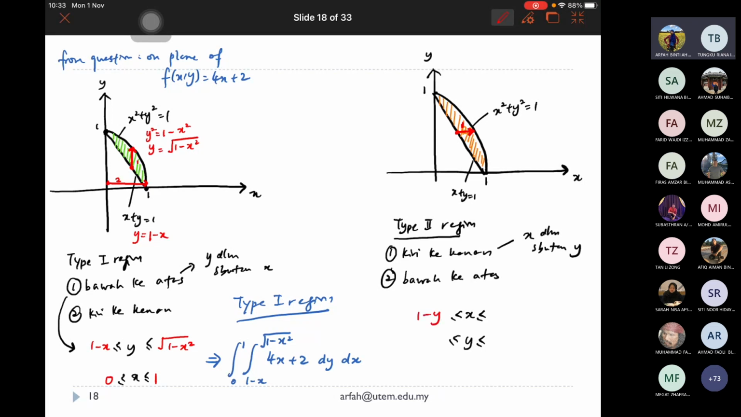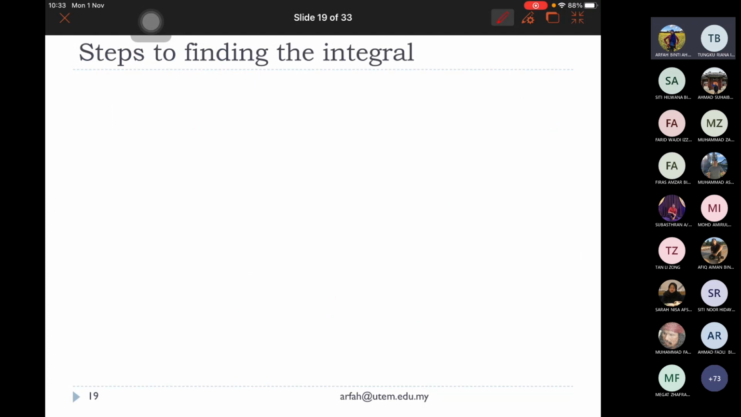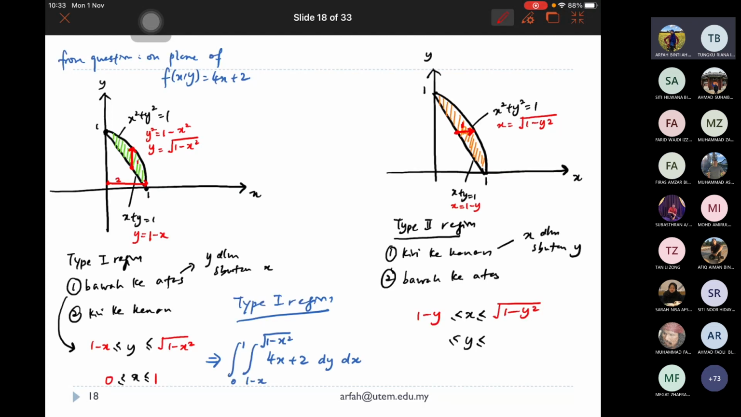So X adalah dalam sebutan 1 tolak Y. Kenapa 1 tolak Y? Garisan ini dalam sebutan X, X sama dengan 1 tolak Y. So ini adalah garisan yang first dia jumpa. Dan second garisan dalam sebutan X akan sama dengan set 1 tolak Y squared. Okay. So untuk Y pula, kita akan tentukan titik daripada titik minimum ke titik maksimum. So titik minimum Y ni dekat sini, sampailah ke atas sini. Okay. So Y akan daripada 0 sampai 1.